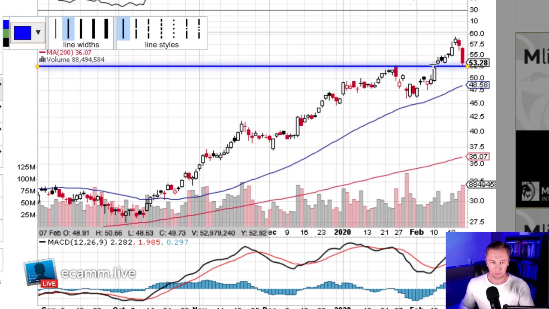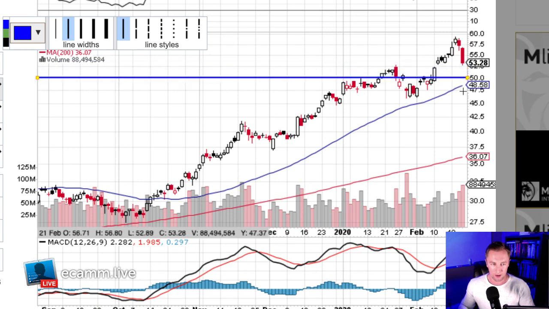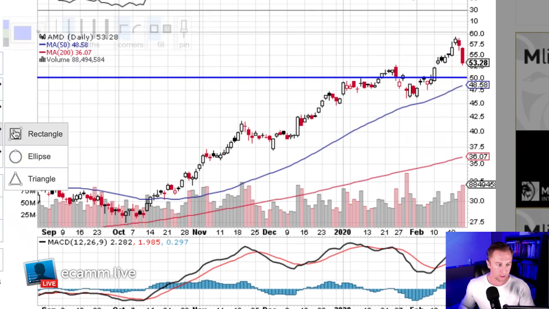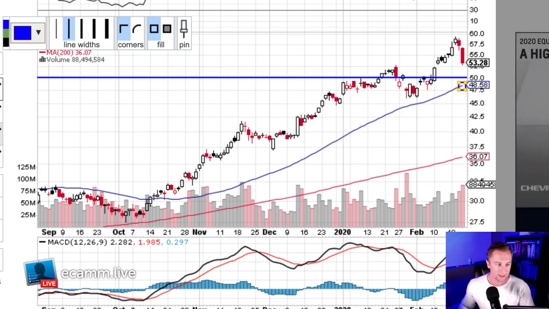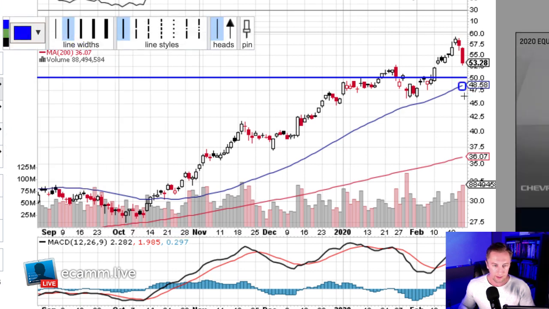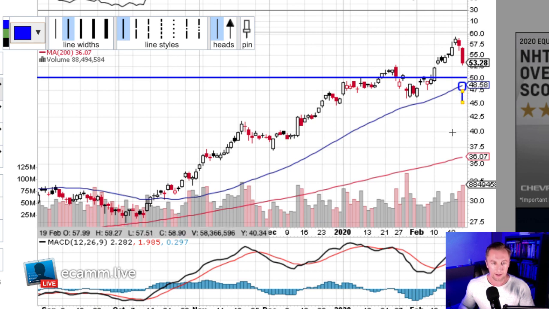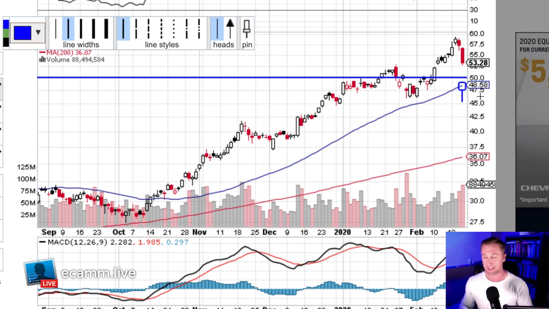So I would probably wait till I see some sort of hammer candle form. A hammer candle would look something like this. Basically like this, and then like that, you know? So I would say if it pulls back, it probably would do this. It would make that little move around the 50-day moving average, and that would be a good opportunity to start putting some money into AMD.